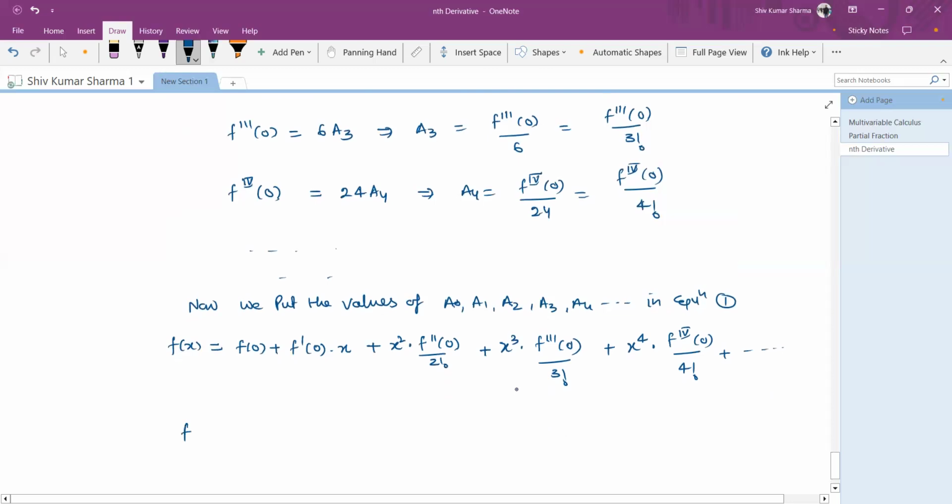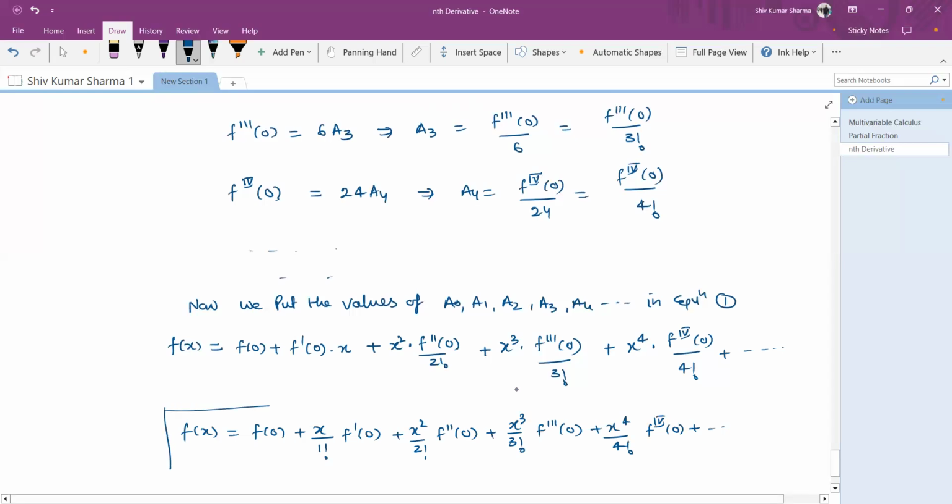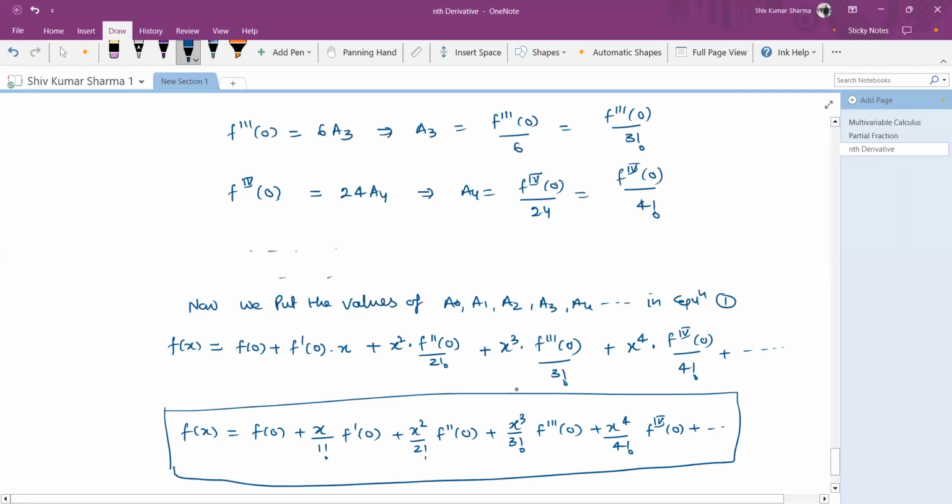So this we can write down as f(x) is equal to f(0) plus x upon factorial 1, f dash 0, plus x square upon factorial 2, f double dash 0, plus x cube upon factorial 3, f triple dash 0, plus x^4 upon factorial 4, f^4(0), and so on. So this is our Maclaurin series.